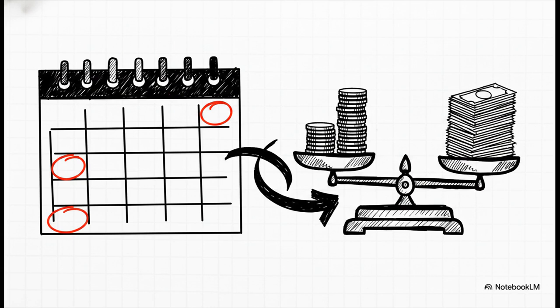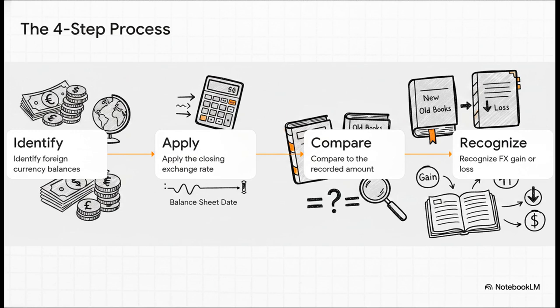Let me repeat that. At every reporting date, not just at year-end. And you've got to use the closing exchange rate exactly as it stands on the balance sheet date. So how do we actually do this? Well, it builds through a really logical four-step process. First, you identify all those foreign currency cash balances. Easy enough. Second, you apply that closing exchange rate as of the balance sheet date. Third, you compare this newly remeasured amount to whatever you previously had recorded on the books. And finally, step 4, you recognize the difference. That difference? That's your foreign exchange gain or loss.